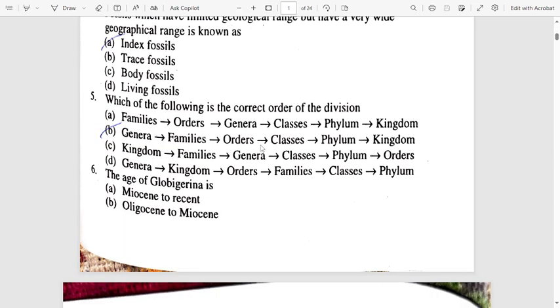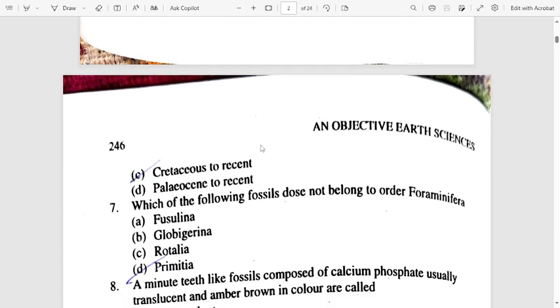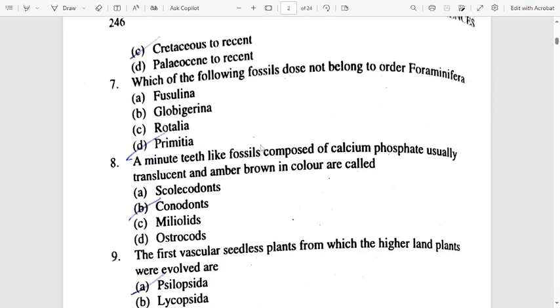Which of the following is the correct order of the division: genera, families, order, classes, phylum, kingdom? Kids prefer cheese over fresh green spinach. The age of Globigerina is Cretaceous to recent. Which of the following fossils does not belong to order Foraminifera? Primitiae.